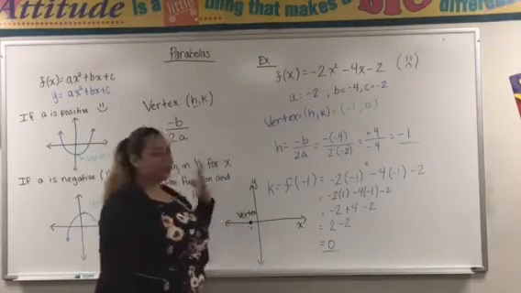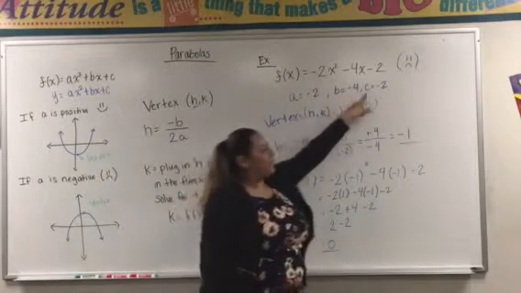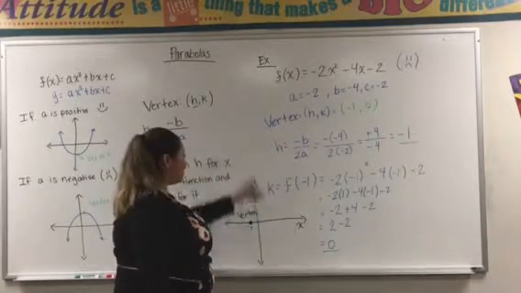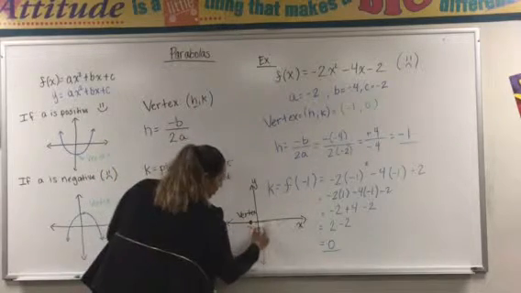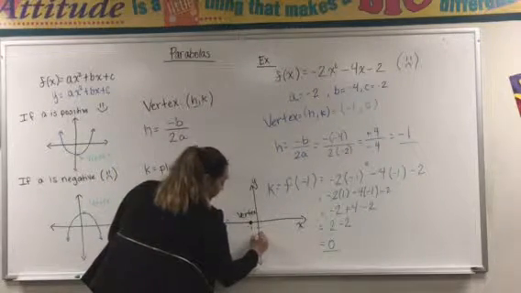After this, this is where c comes into play. c is negative 2, that's on our y-axis. So since it's a negative, we're going down 2 units. 1, 2, this is our next point.